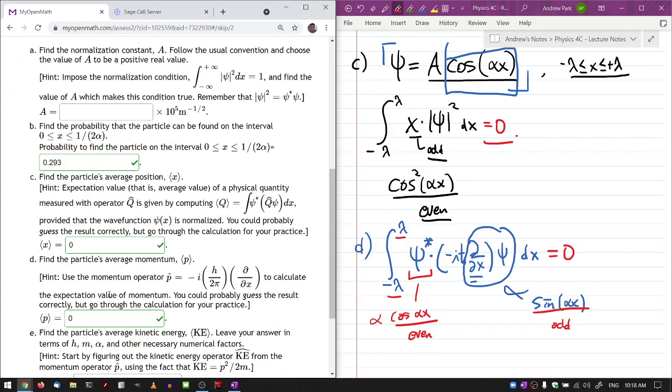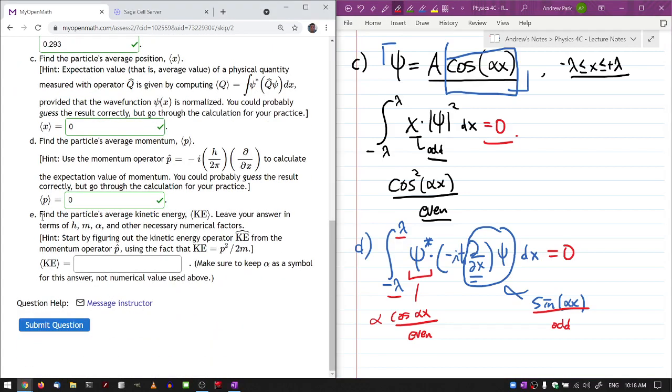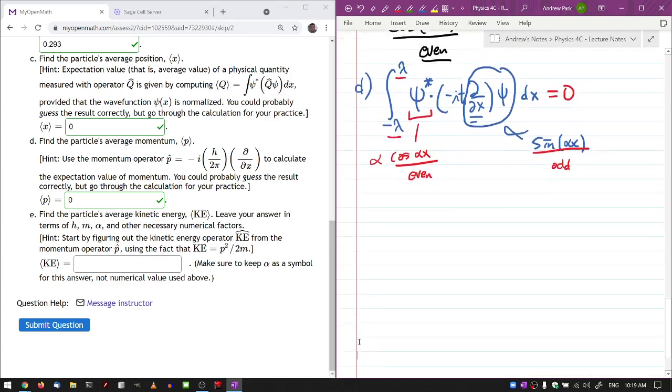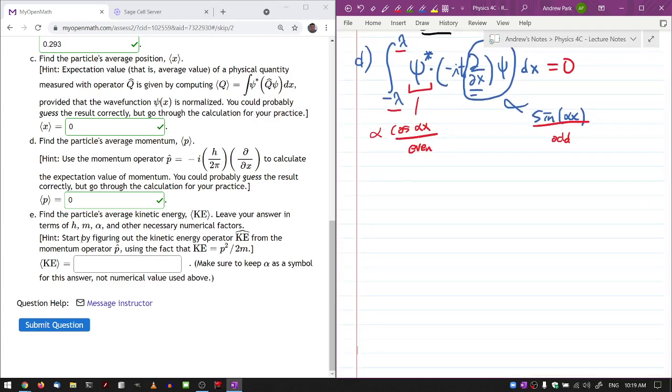Now, part E is where you do have to be careful. The easy mistake to make is to think, oh, my momentum was zero, so momentum squared over 2m is going to be zero again, and that's not the case. If you paid attention for the infinite square well problem, you know that that's not the case. In the hint, you can see that it doesn't say you can guess the result correctly. That's because you can't. You actually have to go through the calculation. So you have to set up the calculation, which is quite similar to what we did in problem one.